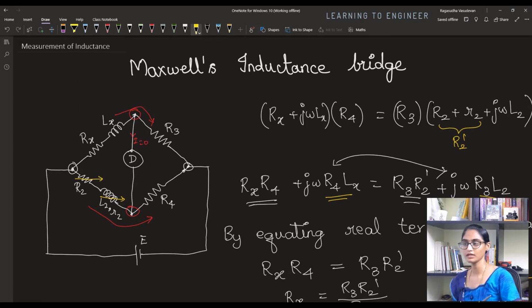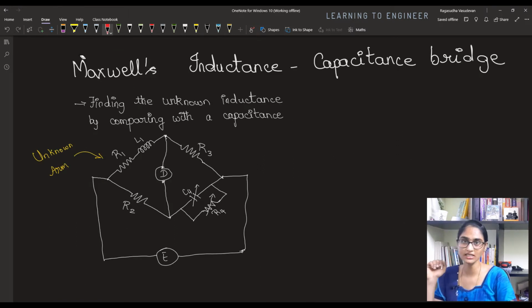We have to vary the value of R2 and L2 in order to find out the bridge balance condition. And after we find out the bridge balance condition, we have to note down the values of R2, small r2 and L2, and then we can find out the values of the inductance and the resistance. Now let's see the Maxwell's inductance capacitance bridge, which has an adjustable arm of capacitance in it. By adjusting the value of capacitance, we are going to find out the unknown inductance. Let's see that method. This is the Maxwell's inductance capacitance bridge.